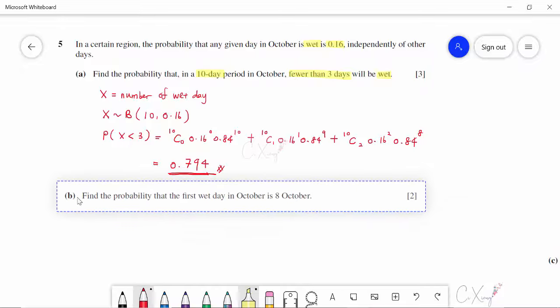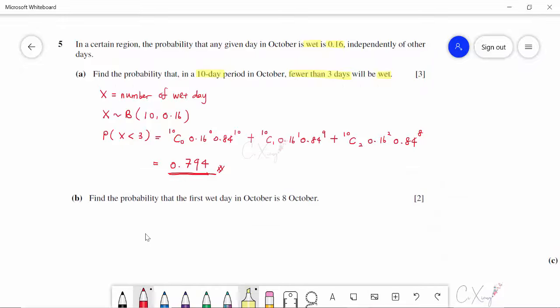All right, now we continue to part B. For part B, they want you to find the probability that the first wet day in October is the 8th of October. So highlight the keyword: first. First wet day means that they want to know the first wet day in October. The concept here is that you are looking for the number of days until the event happens. First wet day, so that means this is actually a geometric distribution.